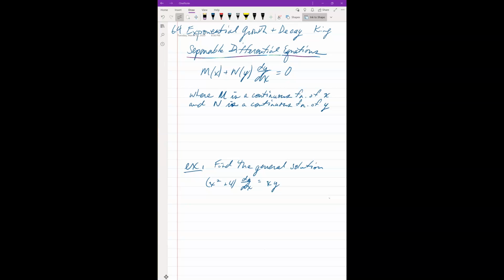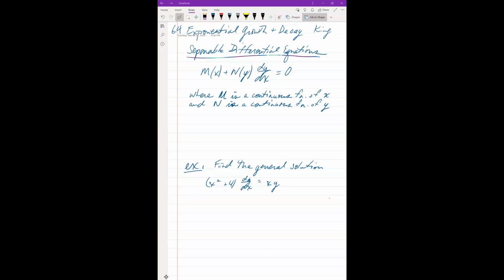So anyway, we're going to start out here with: what is a separable differential equation? What we have here, M(x) + N(y) dy/dx = 0, is a more general form of a separable differential equation. M(x) is a continuous function of only x, and N(y), similarly, is a continuous function of only y. Of course, dy/dx is the derivative of y with respect to x.